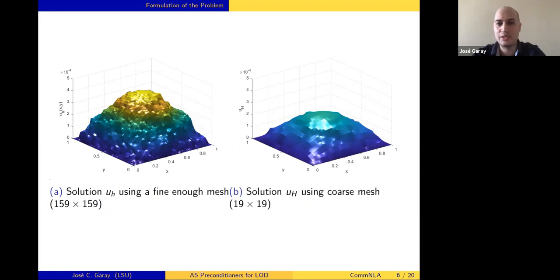As we can see, using a coarse mesh, we obtain a very bad approximation. It would be interesting to have a method that only requires solving a problem of dimension similar to this coarse case, and that produces an accuracy similar to the one on the left-hand side, with the fine mesh. That will be from now on a reference solution.